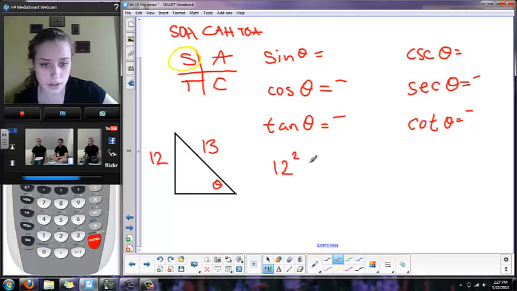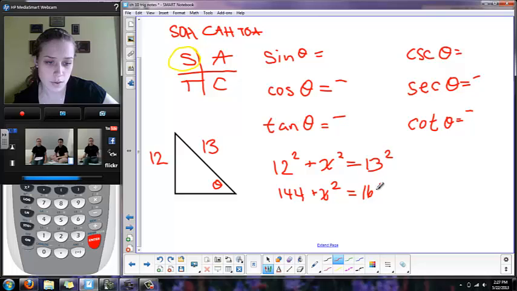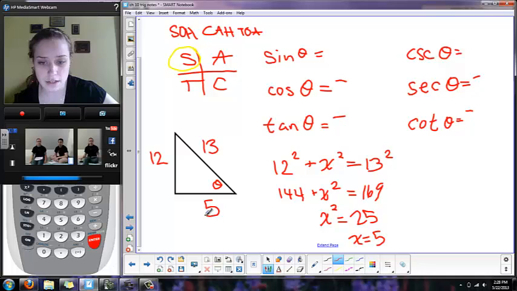12 squared plus x squared is equal to 13 squared. 12 squared is 144 plus x squared is equal to 169. When I subtract that, I'm going to get x squared is equal to 25. So that means that my x is 5. So my adjacent or my missing side is 5 right here.